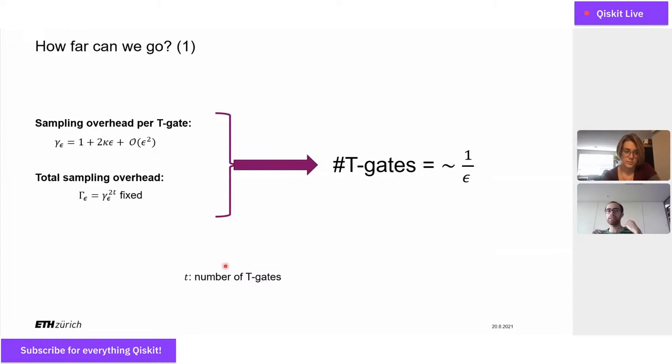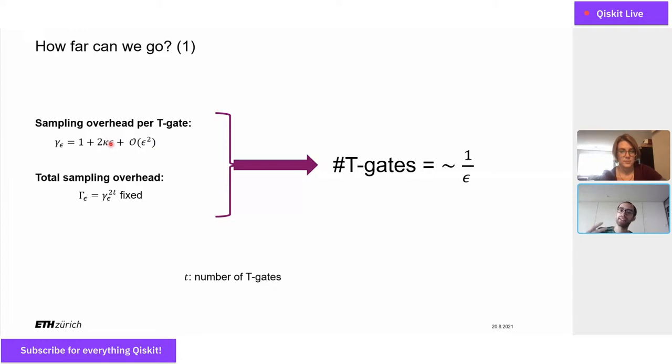So at this point, I'd like to talk a little bit about the limits of this method, or how far we can go with it. If you look at the sampling overhead, the gamma factor, for every individual T gate that you want to error mitigate, you can derive for both variants that I showed you that it scales as 1 plus some constant times epsilon, where epsilon is the physical noise rate on your chip. This makes sense, right? Because when the noise rate epsilon goes to 0, you would expect a gamma factor of 1, which corresponds to no sampling overhead.